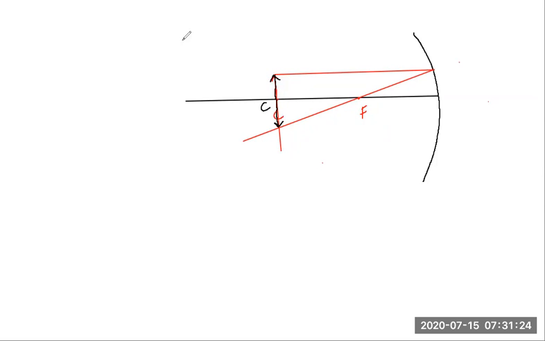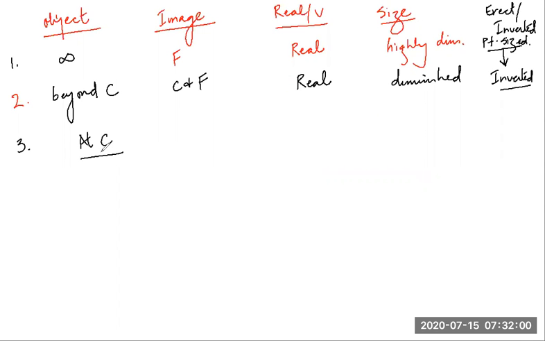So you have seen initially when the object was at infinity, the image was at F. When the object moved to the right, beyond C, the image moved a little to the left. Here the image was between C and F. When the object moved to C, the image also moved, initially from between C and F to C. Very right. Let me tabulate the readings: the object is at C, and the image is also at C.